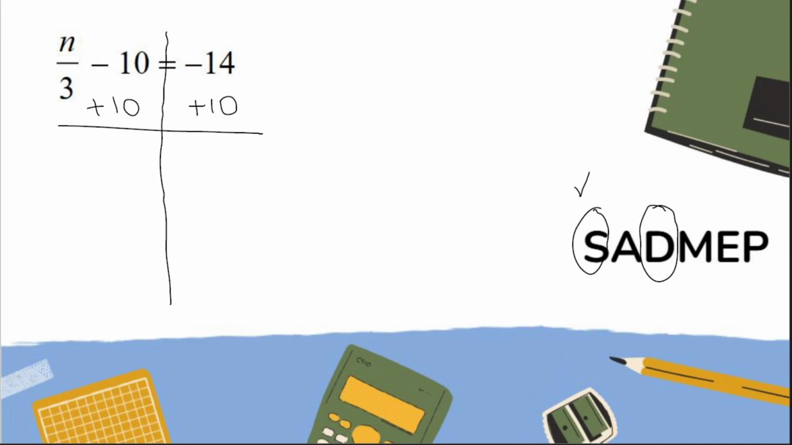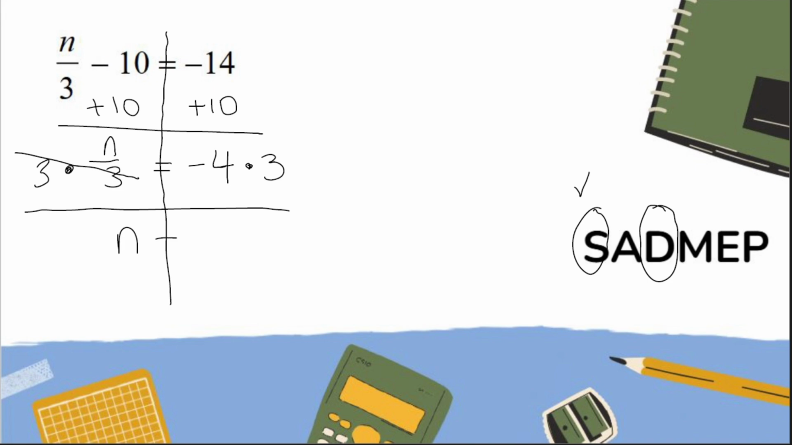I'm going to draw a line to show it's my next step. Now on the left side, I have n over 3 equals, I got negative 14 plus 10. That should be negative 4. Okay, I undid the subtract 10. Now I need to undo that divide by 3. So to undo divide by 3, I need to multiply by 3 on both sides. I'm going to draw a line to show it's my next step. So the 3's are going to go away, and I'm left with n equals, and on the right side I have negative 4 times 3. That should be negative 12. I'm going to circle it, and there is my answer.